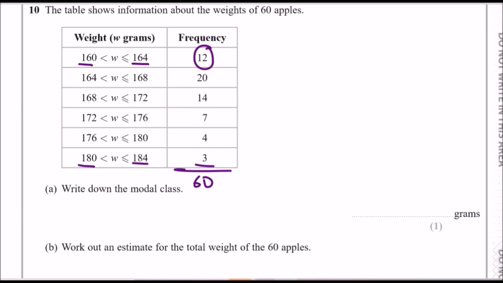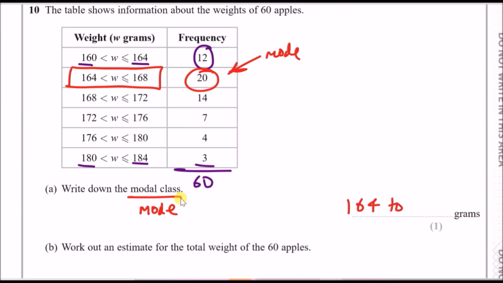Okay, so looking at part A, they want us to write down the modal class. And well, the modal class is just another word for saying the mode, guys, yeah? So just find the mode. Now, if you're not sure what the mode is, it's just the most common. And to find the most common in frequency tables, just look at the one with the highest frequency, guys. So this is the mode, yeah? That means the mode with the highest frequency is the class of apples that weigh, so you can write this answer, 164 to 168 grams, because most of the apples weigh somewhere between there.